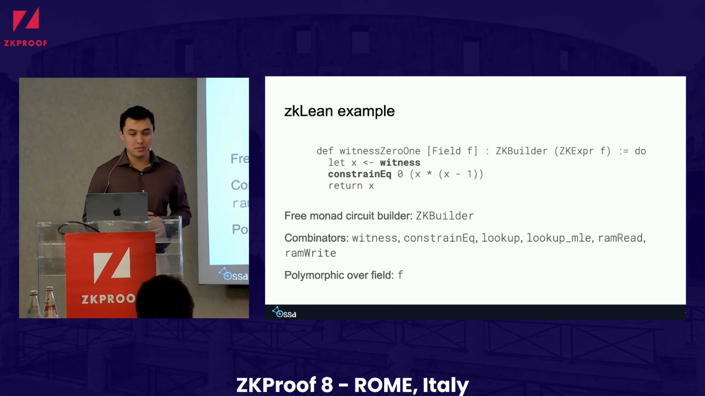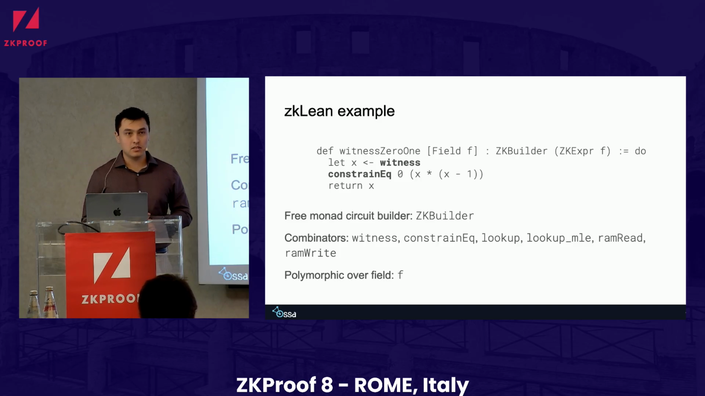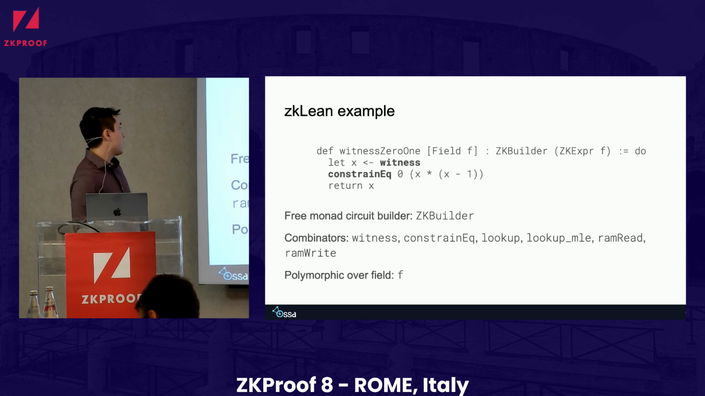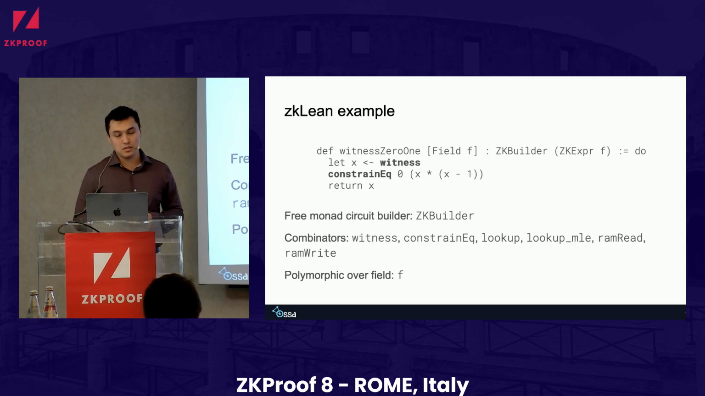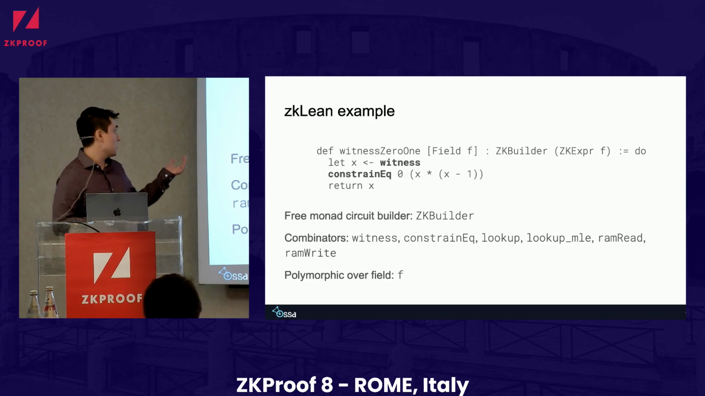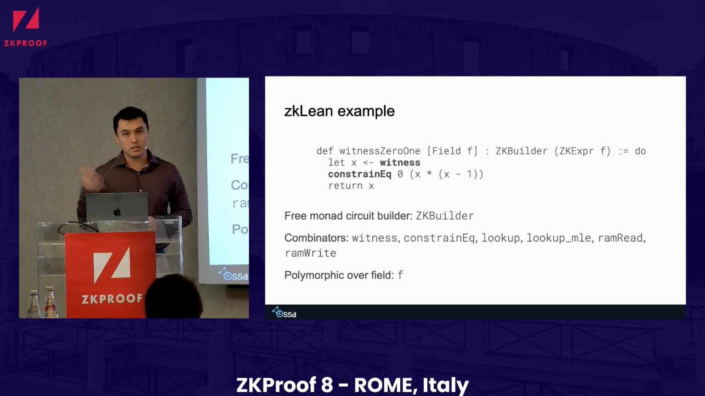Okay, so here's a really basic example. Let's say you want to witness a new variable, and you want it to be constrained to be 0 or 1. So here we have this monadic language. You can see it's a zk builder. That's the monad it lives in. And here we're returning a zk expression, so a zk variable. This is polymorphic over the field, so f is our field here. And the first thing we're doing is calling witness. So this gives you a new witness value. We constrain it to be equal to 0 or 1. So this is a constraint 0 equals x times (x minus 1), the traditional way to do this in zk. And then you return this new witness value that you can use in your larger computation.